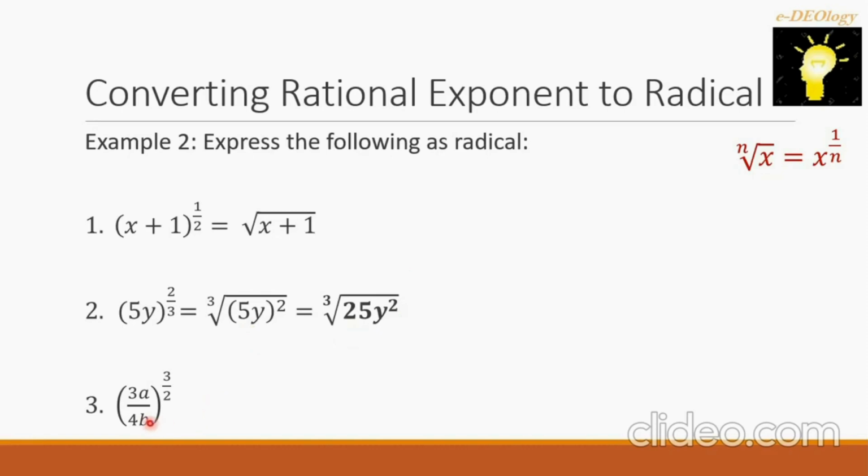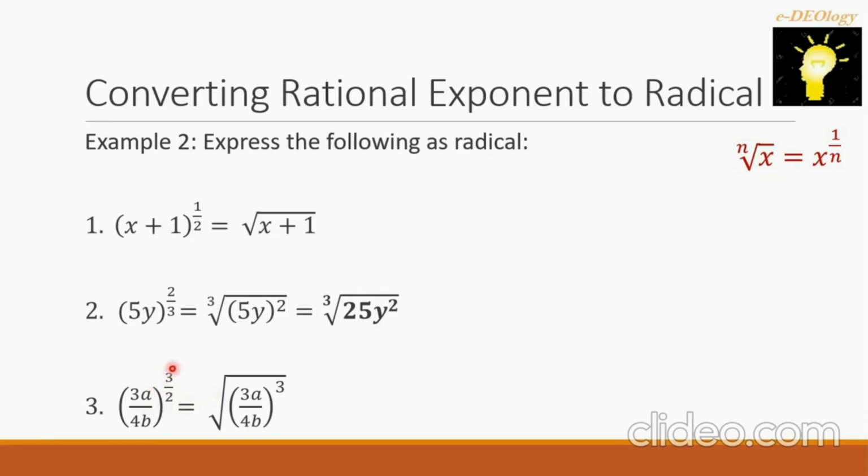Sample number 3, our fraction 3a over 4b. We will copy all this, put it inside the radical sign, like this. Next, we will check our denominator. It is 2. So we will put this 2 as index. Since it is 2, there's no need to write our index because it is understood without any index, it is 2. Next is the numerator 3.